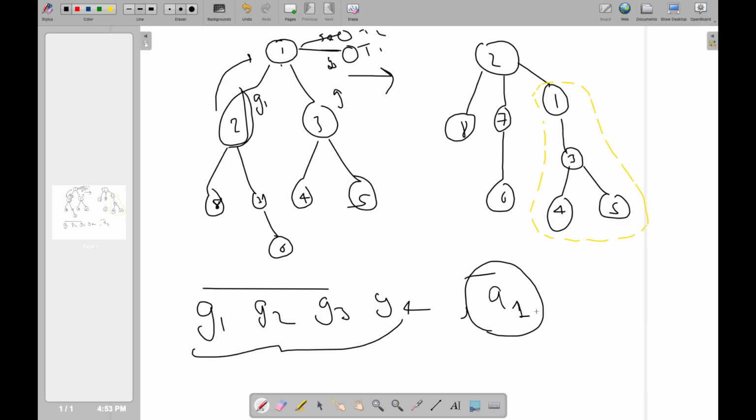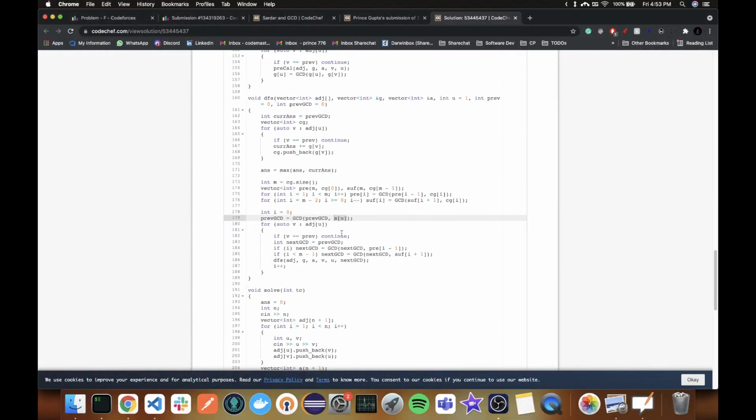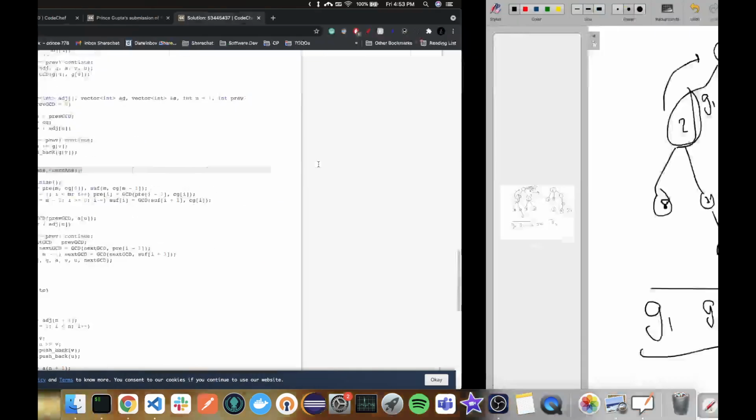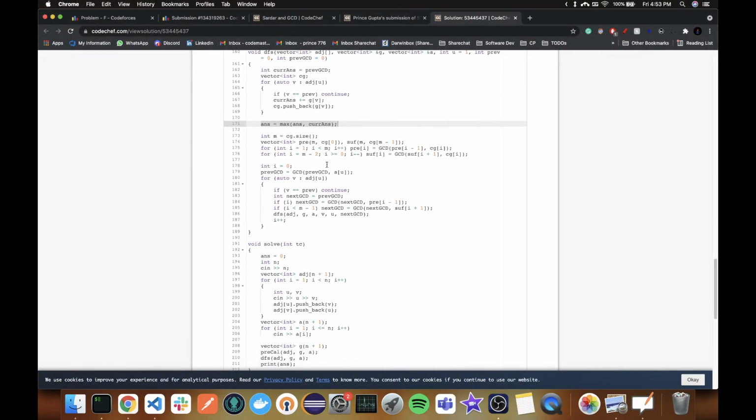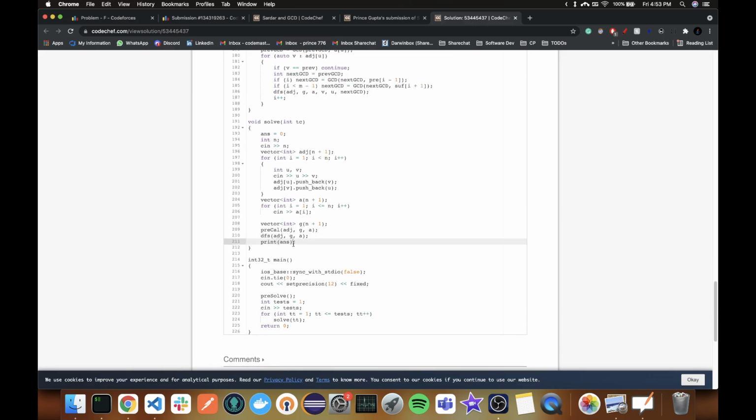And because I have to take GCD with this every time, I'm just doing it here, and then iterating through everything, taking prefix if I can take prefix, taking suffix if I can take suffix, then DFS again, and I'm keeping track of the position I am at using i. And every time, again, I calculate the answer. So I had the cumulative GCD till here, till here. What I did was, the answer was the sum of all these cumulative GCDs. And yeah, that is it. And then I just pre-calculate, DFS, and print the answer.